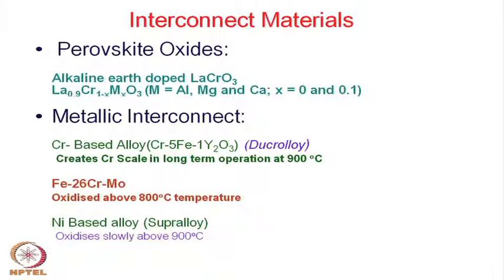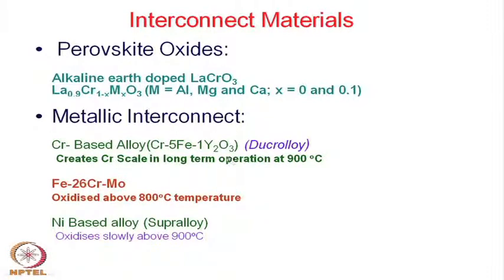When chromium comes in contact with zirconia or the cathode material or the anode material, the chromium diffuses in, and that creates an aging problem. So, it deteriorates the cell characteristics. So, that is one of the reasons why lanthanum chromite is not a very preferred material at this point of time. Instead, people go for metallic interconnects.